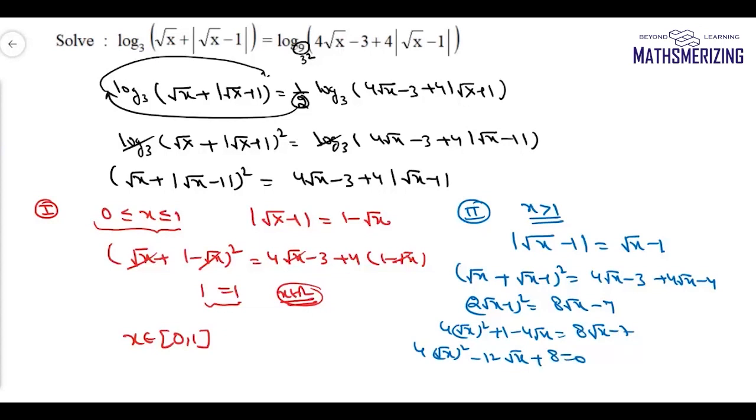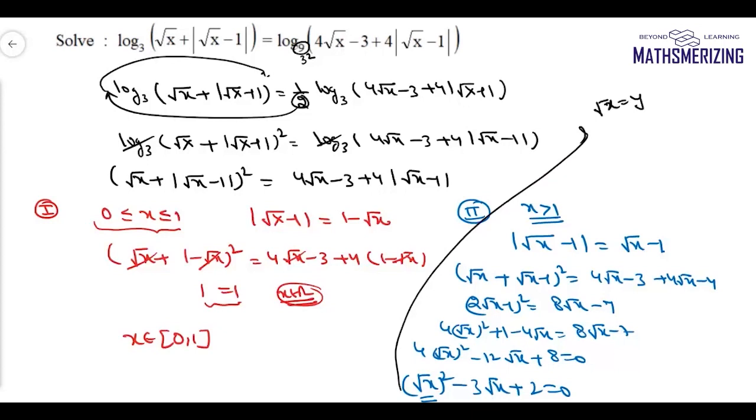If I divide by 4, I'll get under root x whole squared minus 3 under root x plus 2 equals 0, which is a quadratic equation in under root x. So I can simply take under root x as y. So let under root x equal y. So this is y squared minus 3y plus 2 equals 0. So the value of y is either 1 or 2.